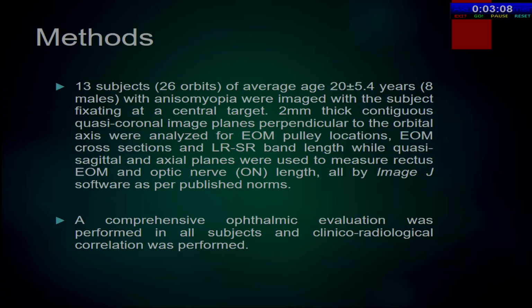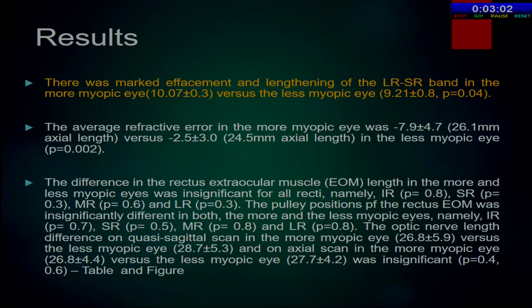A comprehensive ophthalmic evaluation was performed in all subjects and clinico-radiological correlation was performed. When we analyzed all the parameters, we found a marked attenuation and lengthening of the LR-SR band in the more myopic eye versus the less myopic eye. The average refractive error was also more in the more myopic eye than the less myopic eye. But other parameters like rectus extraocular muscle length and pulley positions as well as optic nerve length were all similar, not significantly different.